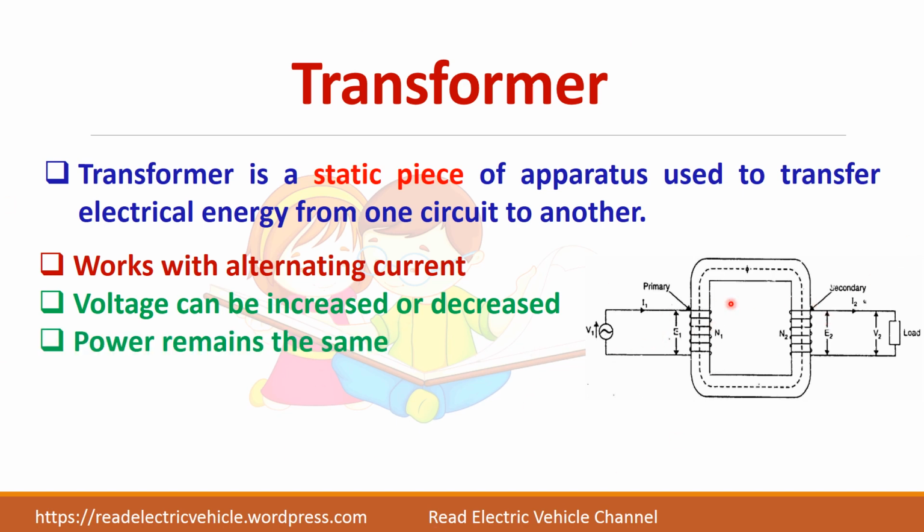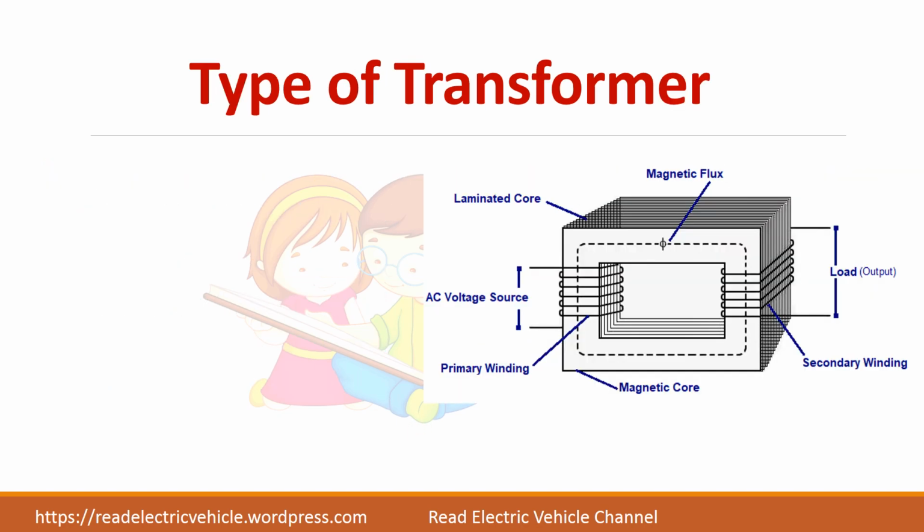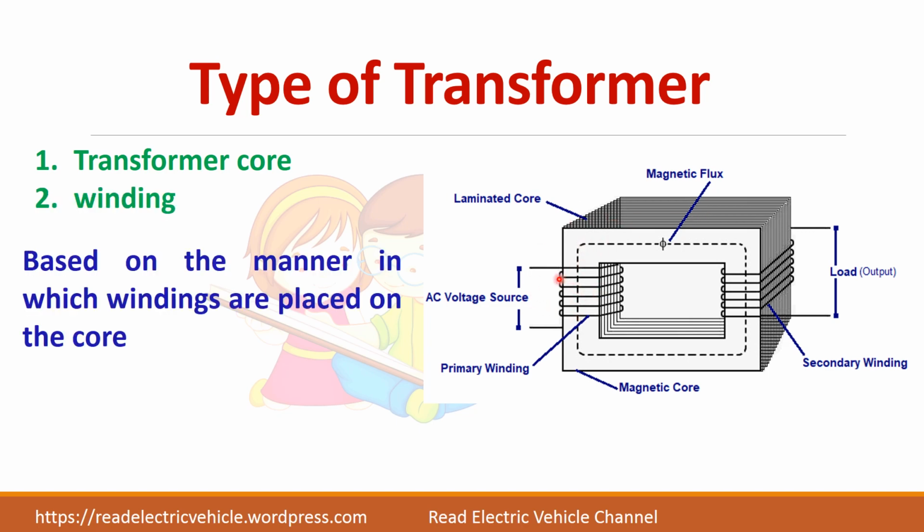And the power in a transformer remains the same. So V1 I1 will be equal to V2 I2, and there will be no change in the frequency. The main parts of the transformer are the magnetic core and the winding. So based on the manner in which the windings are wound on the core, the transformer is classified into two types, core type and shell type.